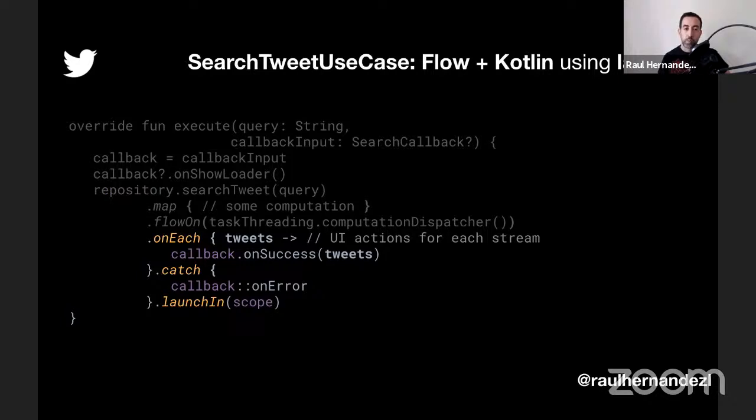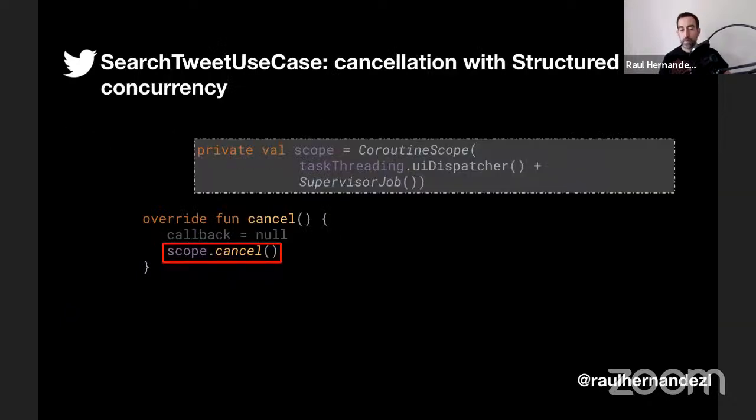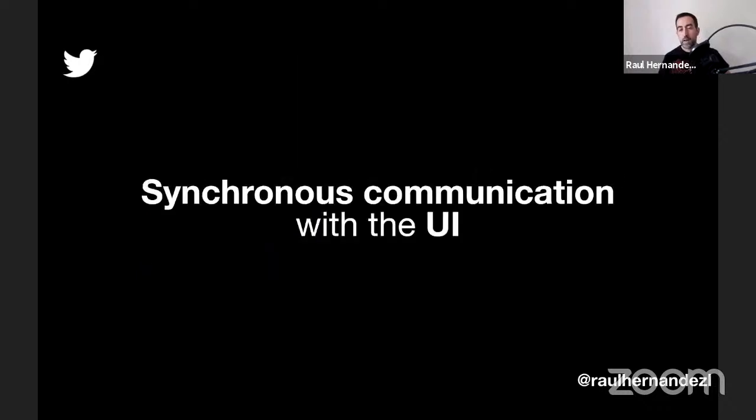Equivalent to this particular one, we have onEach, which is equivalent to collect, but the difference is that you use launchIn instead of scope.launch. And you have the ordered chain, and also the catch is catching any problems upstream as well. So again, the scope is here, and we cancel when we need to cancel it by using structured concurrency, of course. And now let's see synchronous communication with the UI.